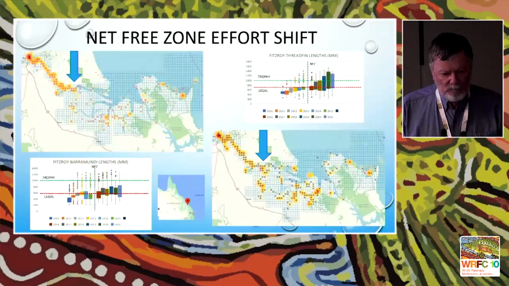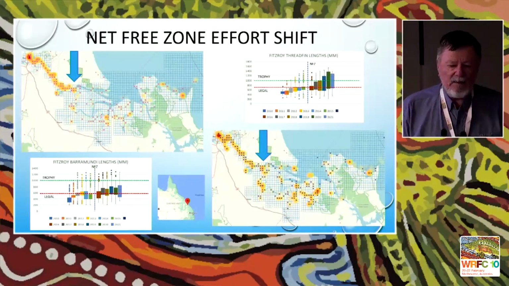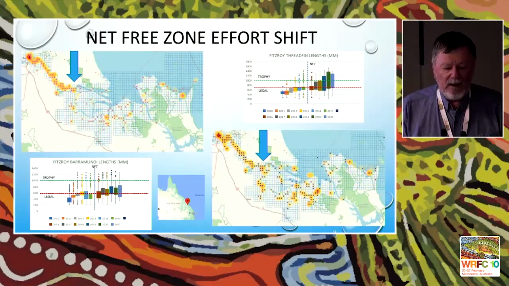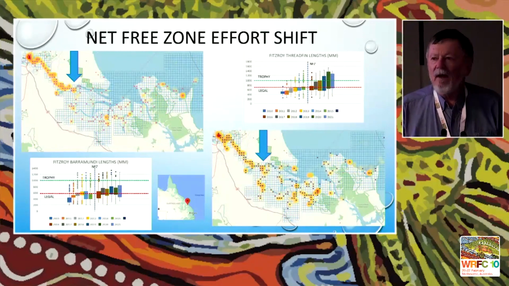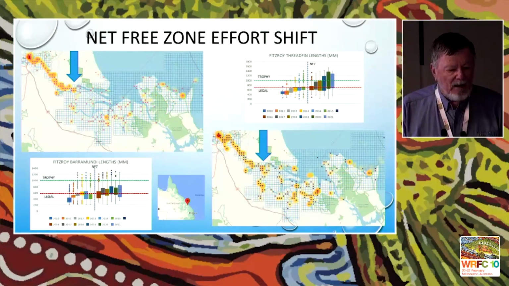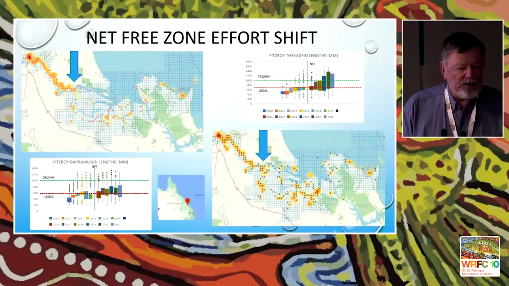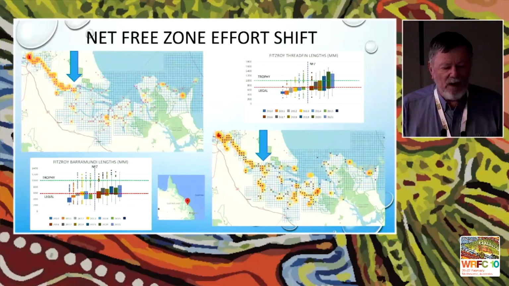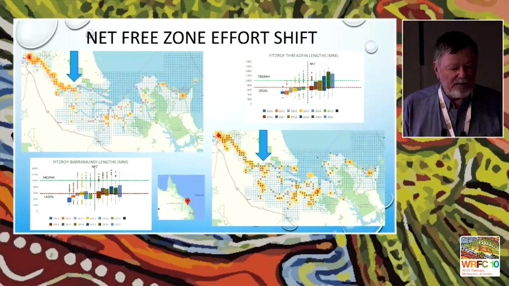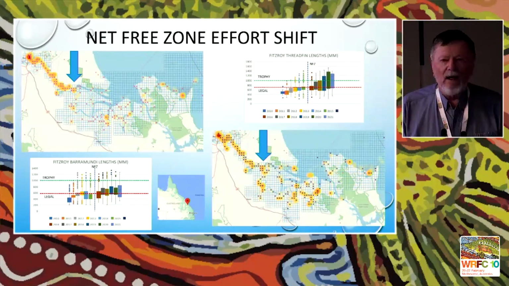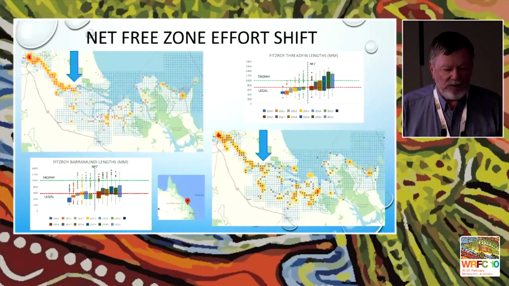the bottom right-hand map shows that there was a much greater effort shift in the lower part of the river as well. The two graphs show the size range of barramundi before and after the net-free zone. Before the net-free zone, the bulk of the fish that were caught were all below legal size, and then the average size of the fish shifted quite significantly once the net-free zone came in.